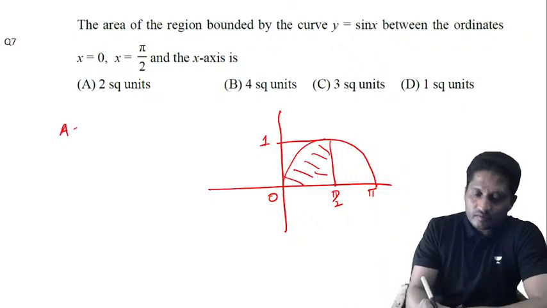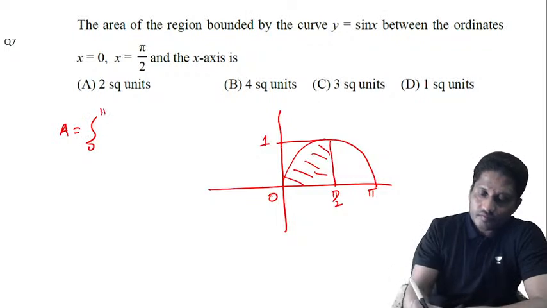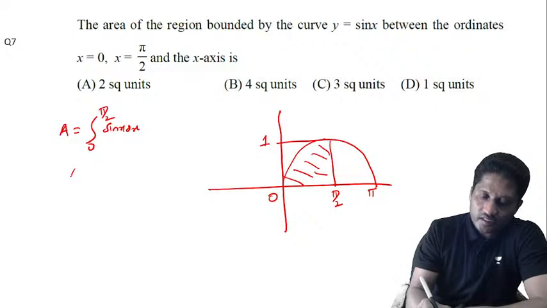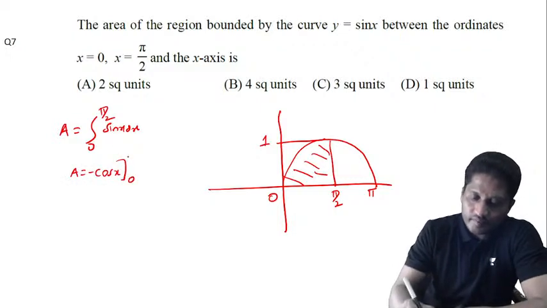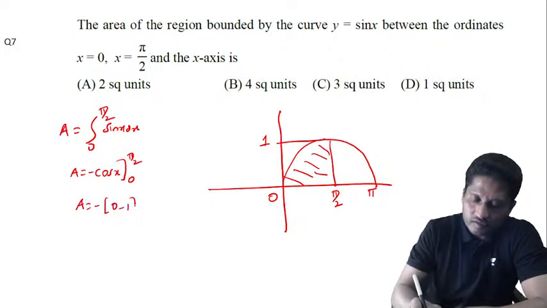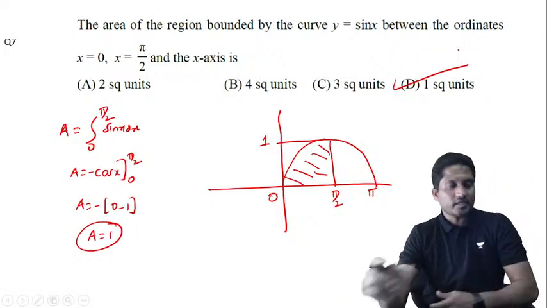Area is equal to integration of 0 to pi by 2 sin x dx. Integration of sin x is equal to minus cos x between the limits 0 to pi by 2. Upper limit cos 90 is 0, cos 0 is 1. Area will be equal to 1 square unit. That is last option D.